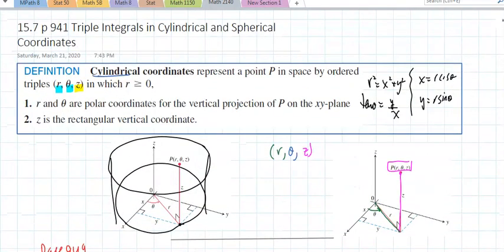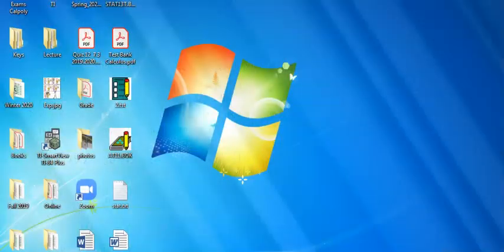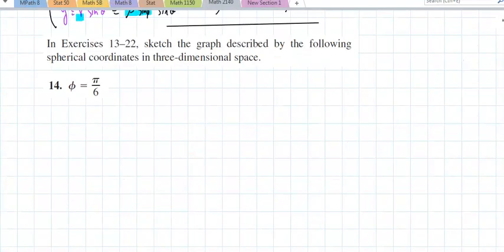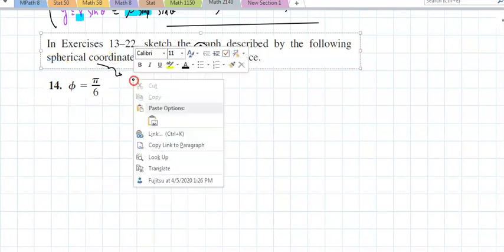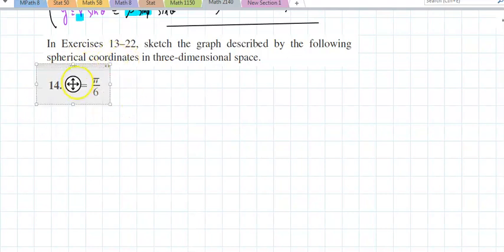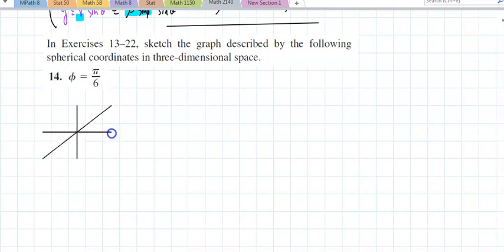Just double checking what I gave you so far. Cylindrical, and here we are. So in the first batch of problems, I'm trying to figure out what these graphs look like. To sketch the graph described by the following spherical coordinates in 3 dimensions. Again, if you could just see the graph, pretty much you could do the calculus. Visual is a must. So if I glance at the 3 dimensions, it's hard to convert rho. It's not impossible, but it's a lot of work. But notice what this is saying. Phi equal pi over 6.